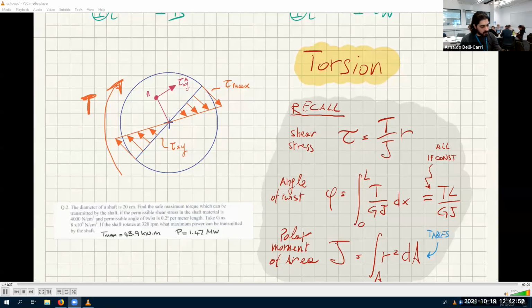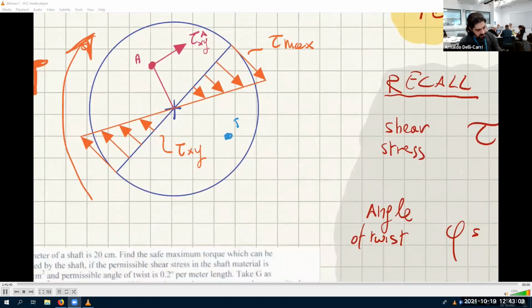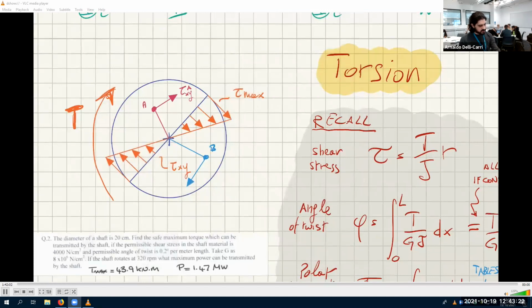If I take any point, say point B, the stress associated with this point is given by the radius, and this arrow is perpendicular to the radius and proportional to the radius. So the larger the radius, the larger the arrow, in the direction of the torque. Since this torque is clockwise, that means that this tau xy at B is going in this direction, perpendicular to the radius, always. And so this is very simple.